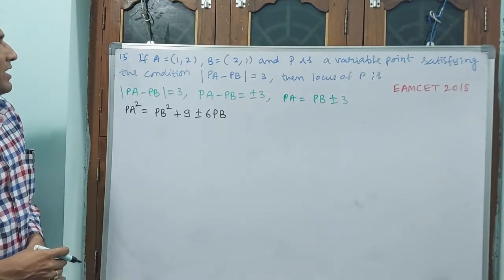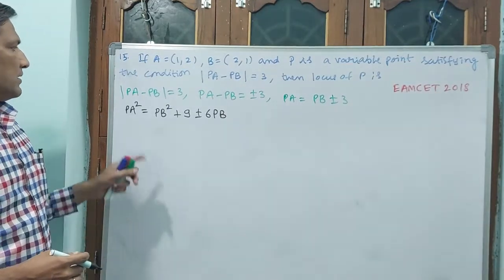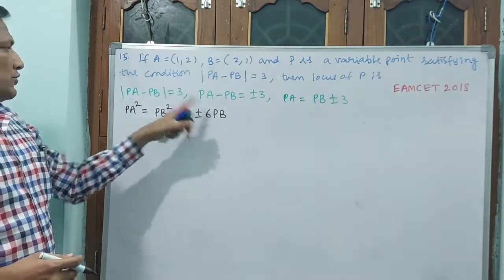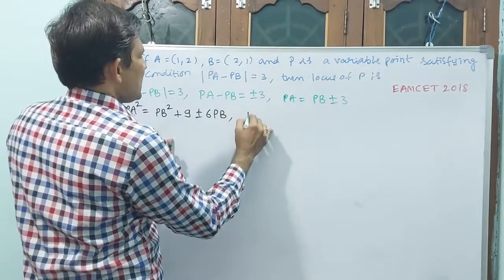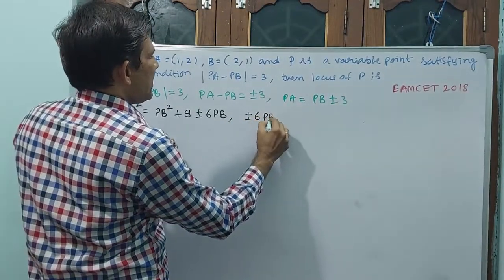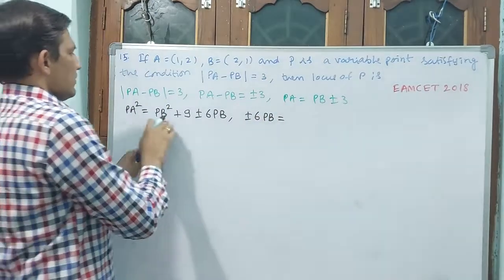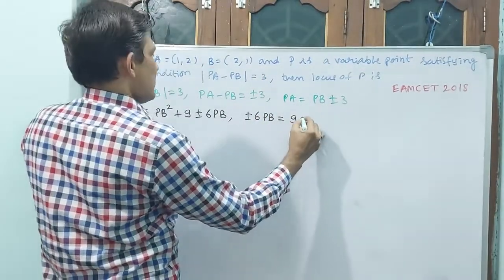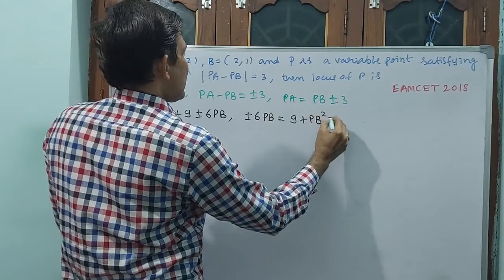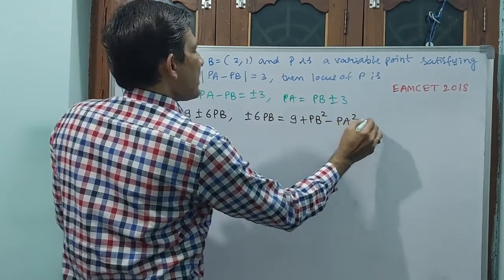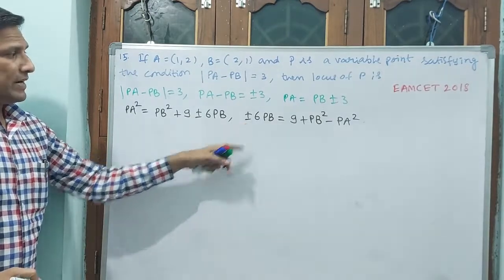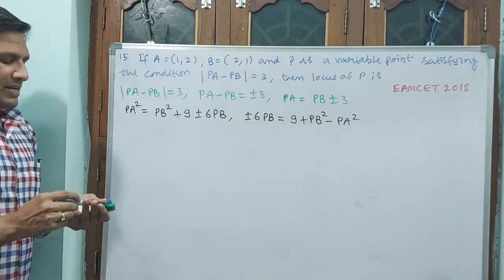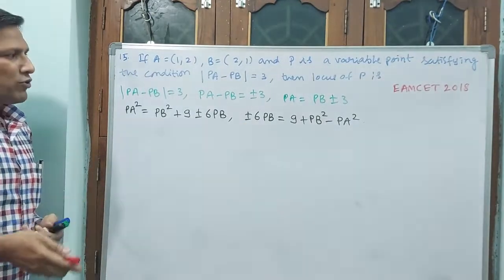Okay, see, shall I write plus or minus PB this side? Like earlier question only, write down. Plus or minus 6PB is equal to 9 plus PB square minus PA square. Is it okay? Definitely okay. See, this side plus or minus is there. Don't forget it. This PB last we will substitute. Until then we need not.